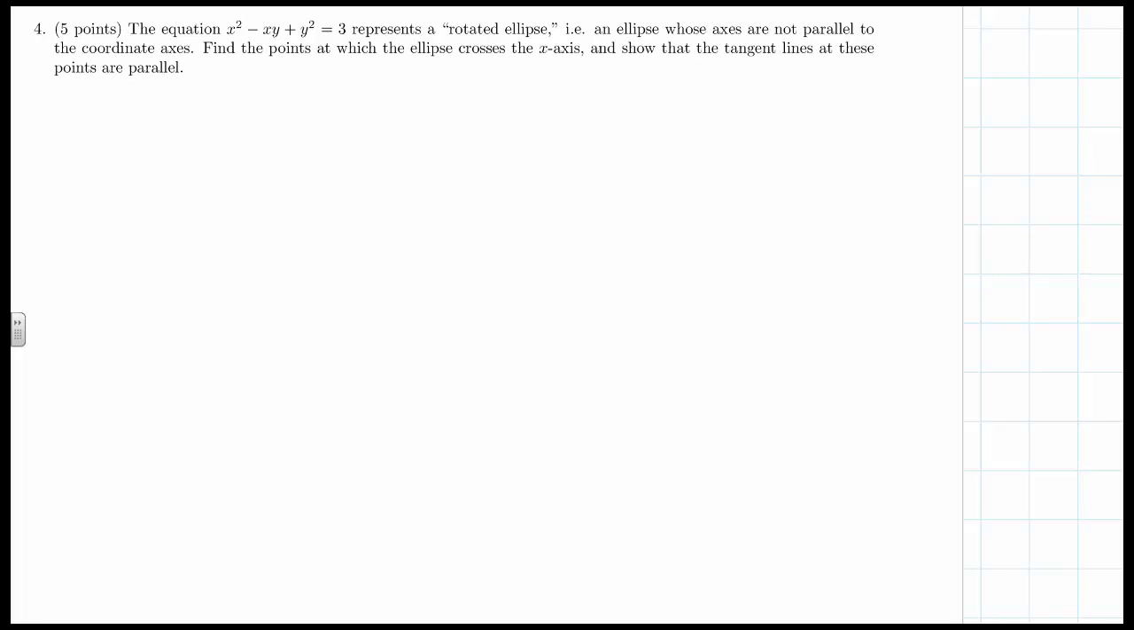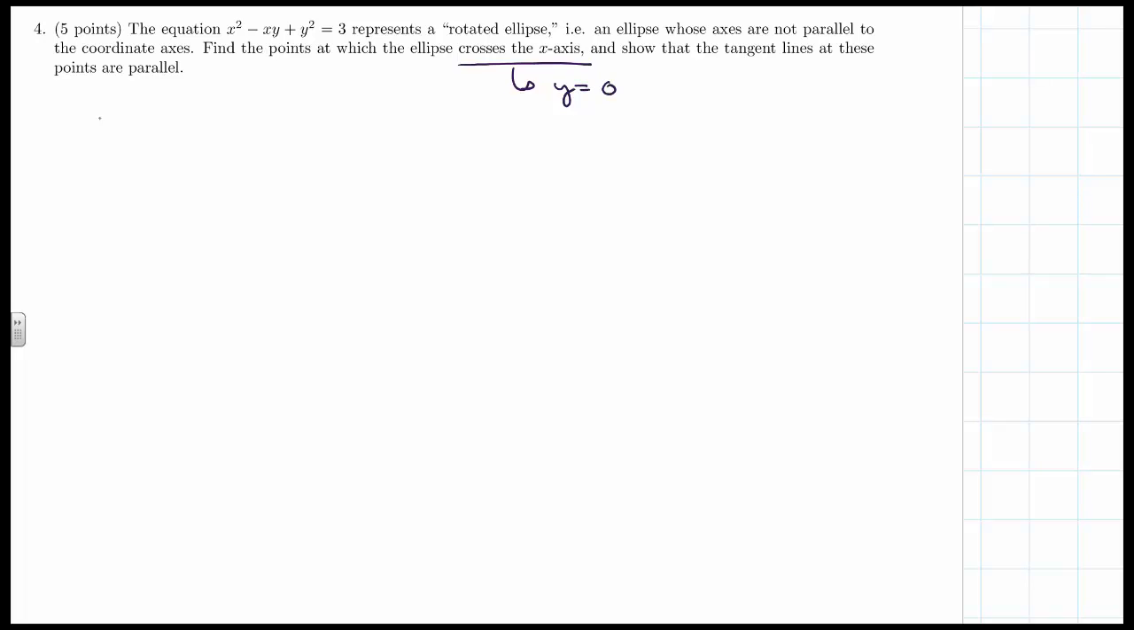Here's problem number 4 from assignment 5. We're asked to find for this ellipse where it crosses the x-axis, and show that the tangent lines at those points are parallel. Well, crossing the x-axis would be places where y is equal to 0.